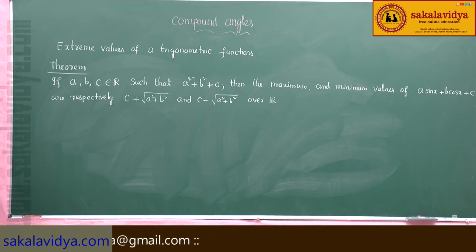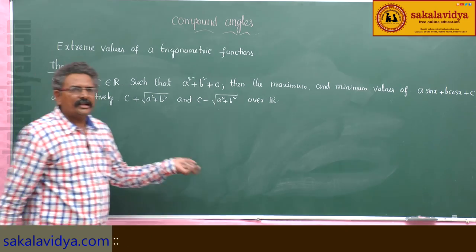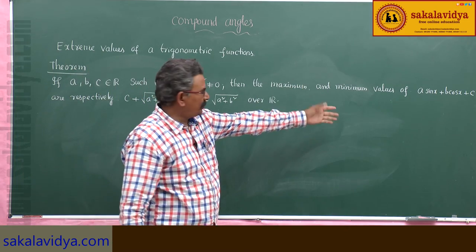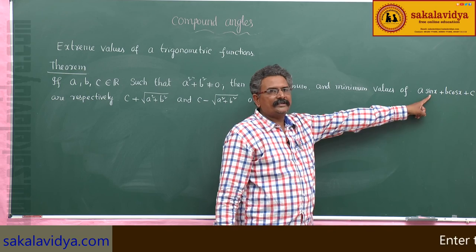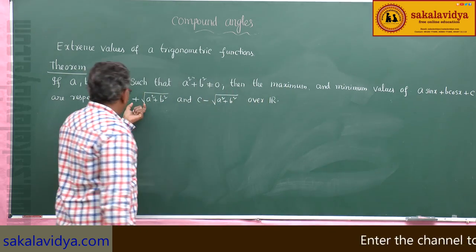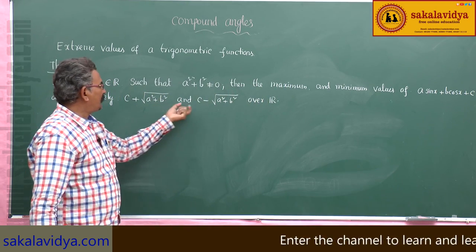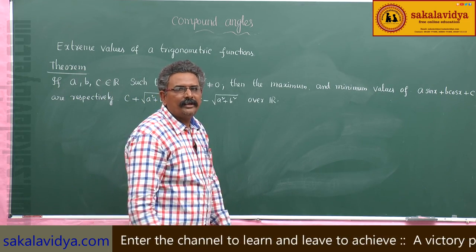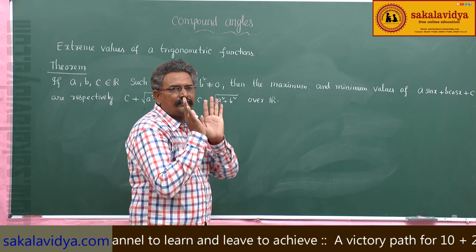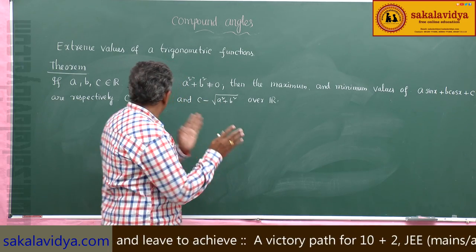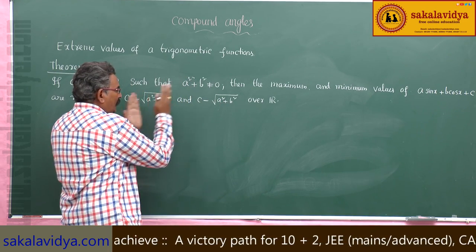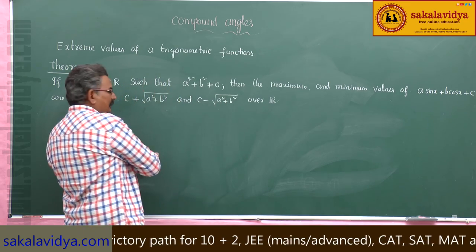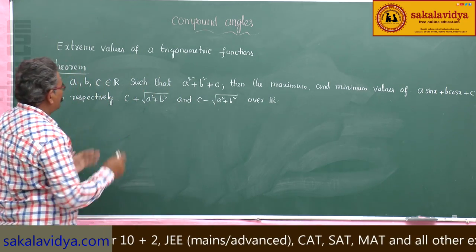The set of maximum and minimum values is also known as the range of the function. Suppose this is function f of x, then the closed interval from c minus root of a square plus b square to c plus root of a square plus b square is nothing but the range of the function. The first one is the minimum value, the second one is the maximum value. So, let us find out now.